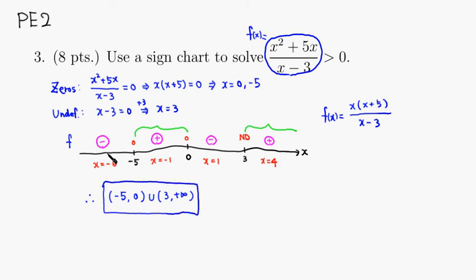The reason why I'm using parentheses is that we do not want to include endpoints, since we want the function to be strictly positive. At negative 5 and at x equals 0, the function is equal to 0, so we shouldn't include those. And we should never include 3 because the function is not even defined there, so you should have a parenthesis there. Alright, that's it. I hope that this was clear.